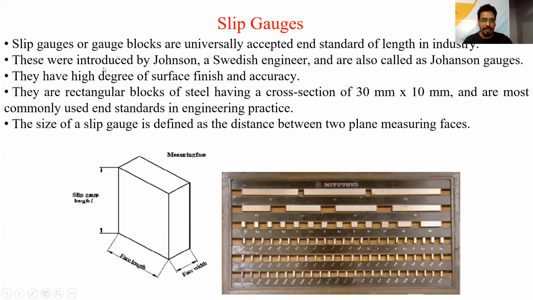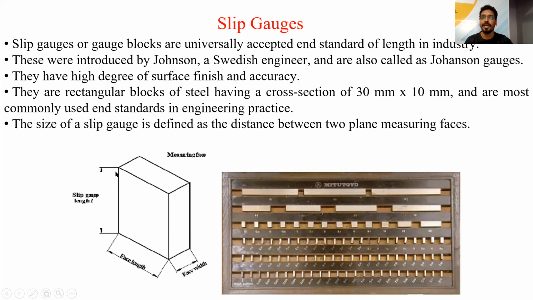In this figure, a diagrammatic representation of a slip gauge is given. This is the face length and this is the face width. This is 30 and this is 10. So this is the cross section of the slip gauge, 30 into 10 mm. And this height is the slip gauge length.